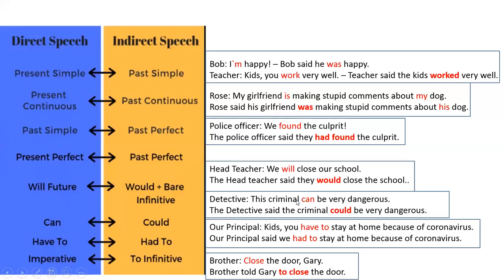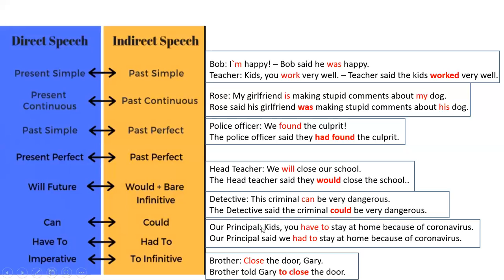Detective: "This criminal can be very dangerous." The detective said the criminal could be very dangerous. Of course, we can add the word that. The detective said that the criminal could be very dangerous. The idea would be the same. You can actually use both variants.